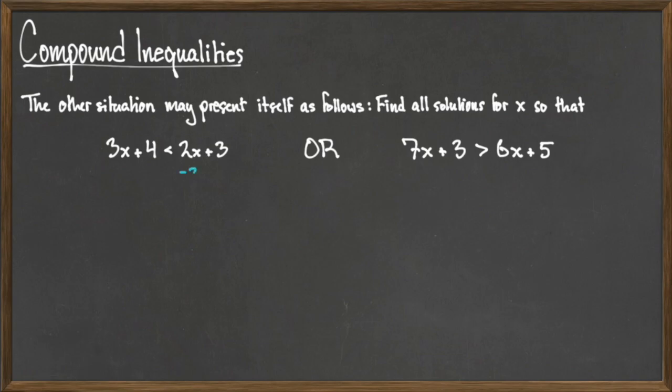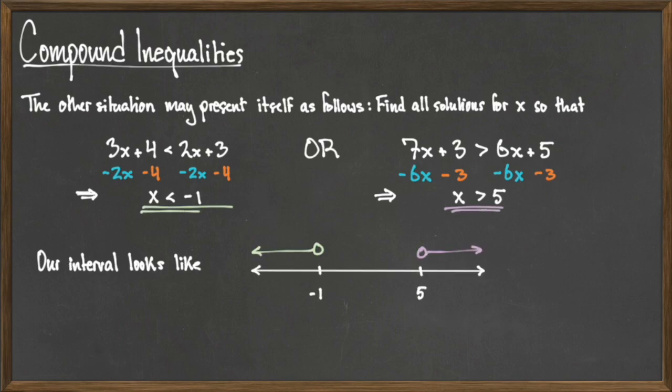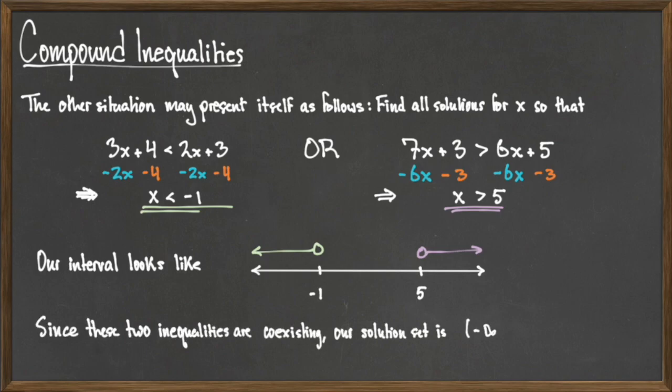We can subtract a 2x and a 4 from both sides and land at the solution x is less than -1. For the second inequality, we'll subtract a 6x and subtract a 3 from both sides and end up with the solution of x is greater than 5. Now we have to combine our intervals, so let's draw both of these line segments on the number line. Then, when we look at the interval that represents these two line segments together, it'll be the union of -∞ to -1 and 5 to infinity.